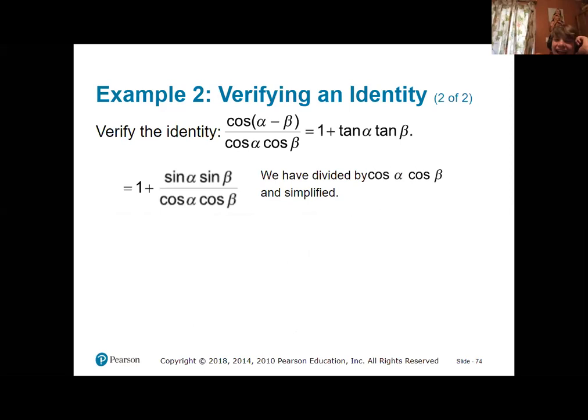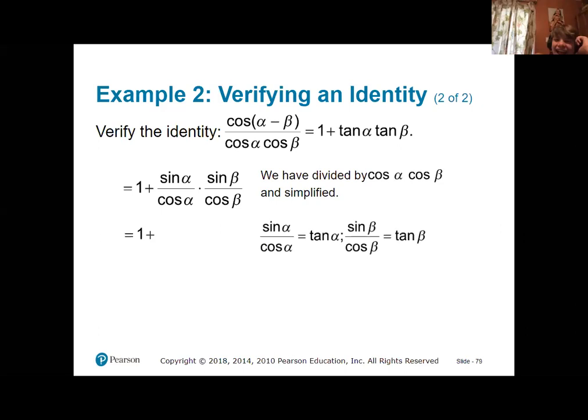All right. So let's see here. We were here, correct? So now those are going to split apart, and sine of alpha over cosine of alpha becomes tangent of alpha, right? And sine of beta over cosine of beta becomes tan of beta. So I can replace those with tan of alpha and tan of beta, which means that I have verified the identity. Got the idea?